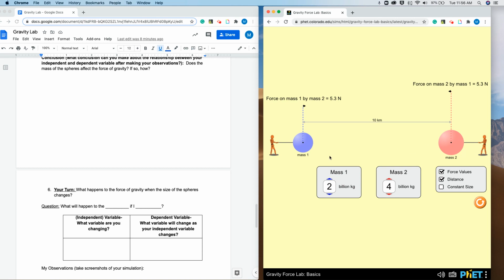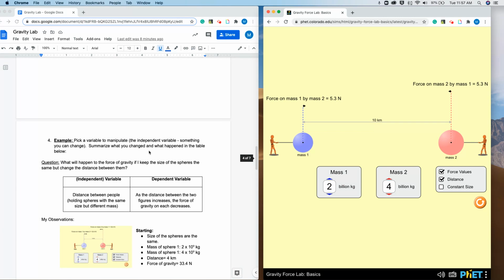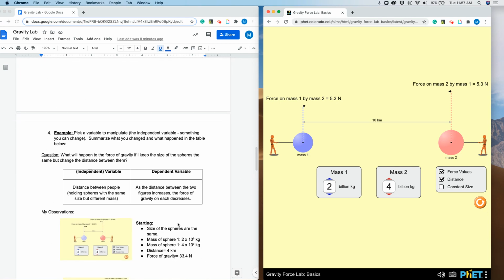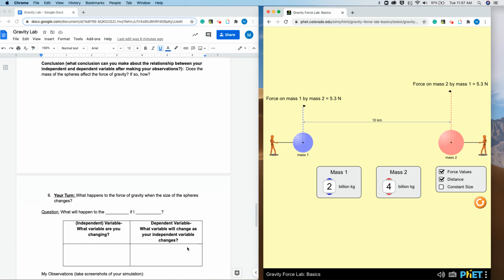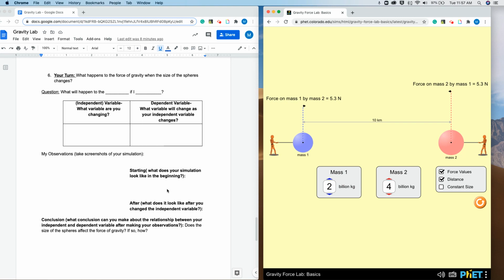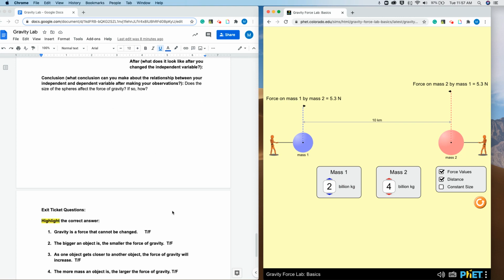And you're going to record whether or not being different sizes affects the force of gravity. And you can compare this one to the example question, because on the example question, we used the spheres being the same size. And now you're going to look at if the spheres being different sizes matter. And again, record your observations and your conclusions.